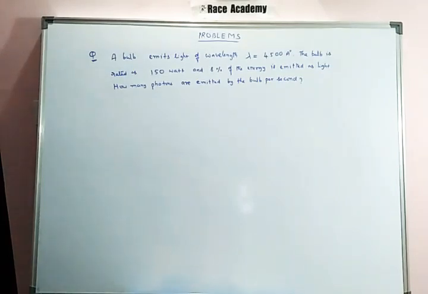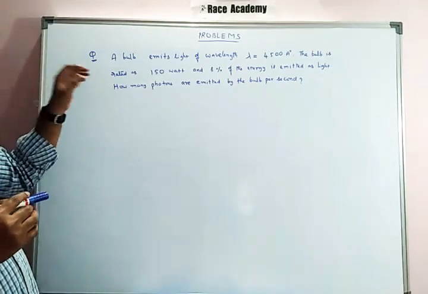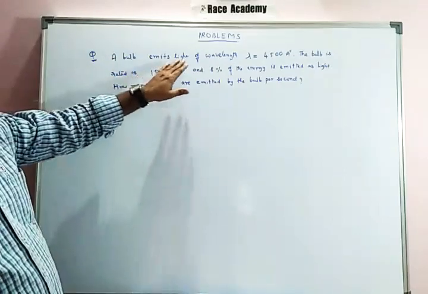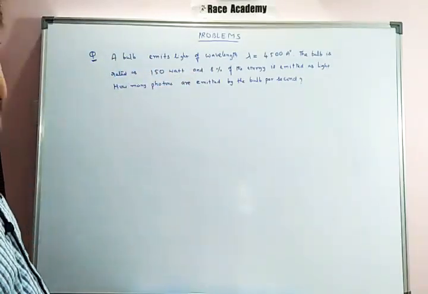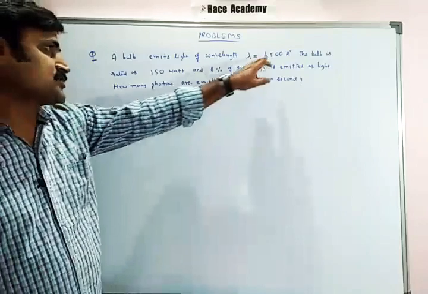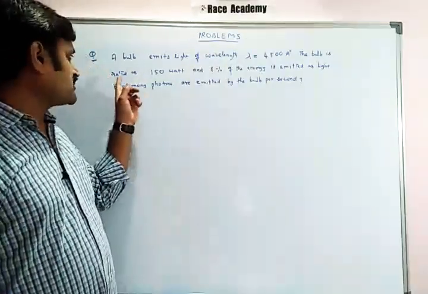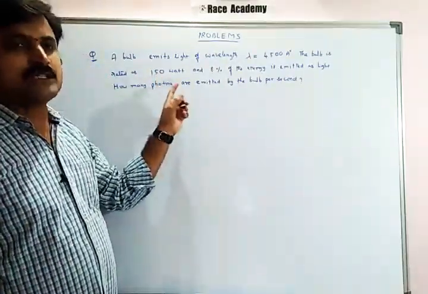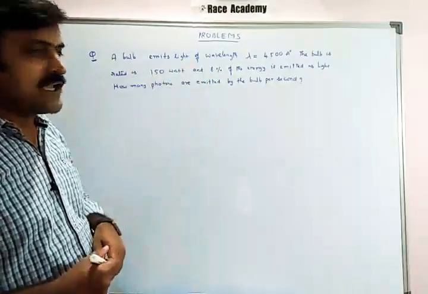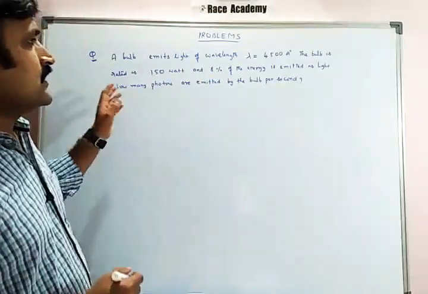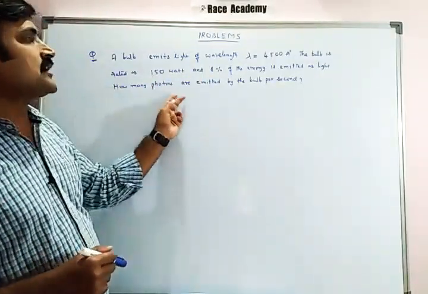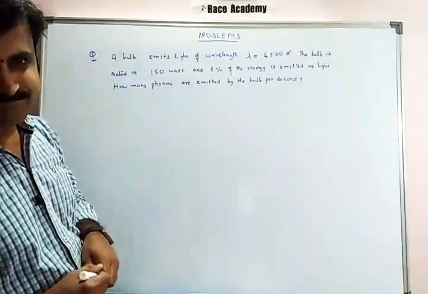Now in front of us there is another important problem: a bulb emits light of wavelength lambda equals 4500 angstrom units, and the bulb is rated as 150 watt and 8% of the energy, meaning efficiency. How many photons are emitted by the bulb per second?